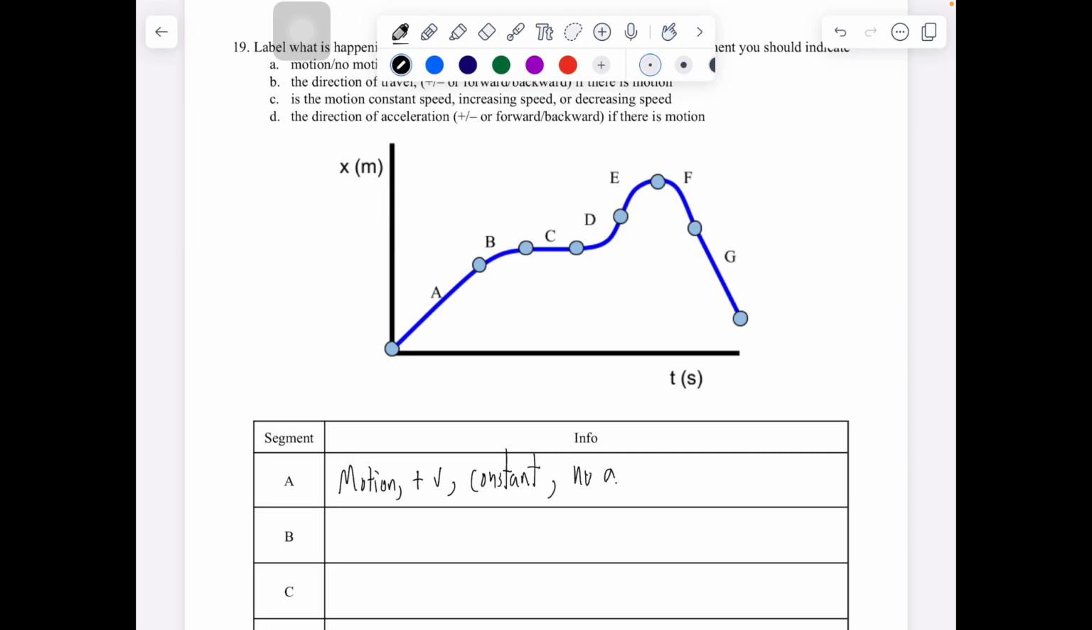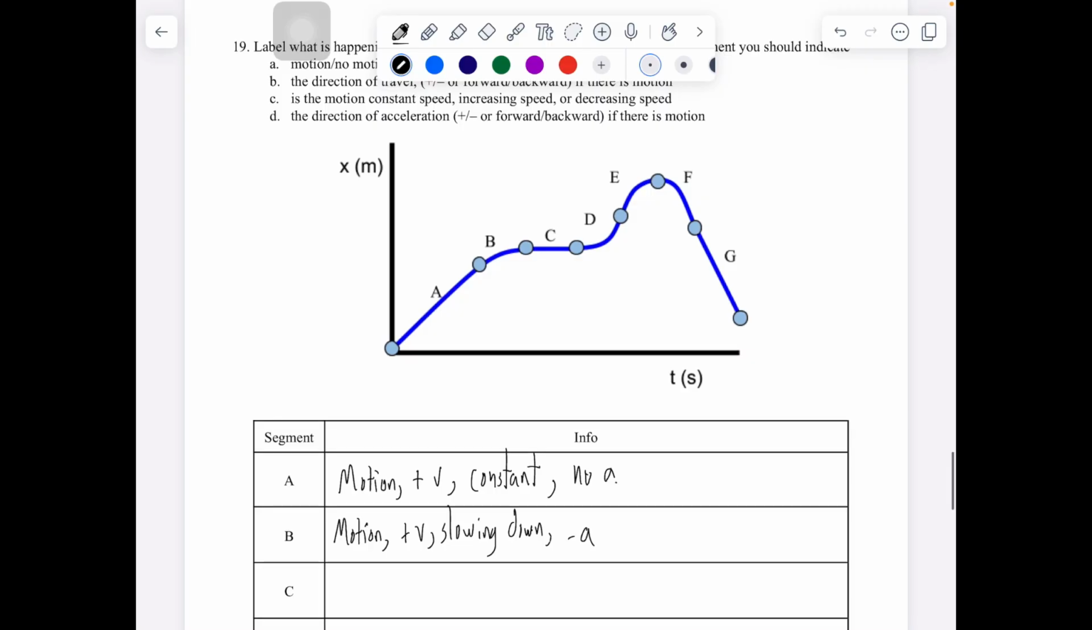Segment B, now we have a curve. Curves mean there's some acceleration going on. The object is moving. Their position changes with time. They are moving forward. Their position becomes more positive as time goes on. They are slowing down. We tell because the slope gets less steep. The steeper the slope, the faster the motion. So if your slope gets less steep, you're going slower. And the direction of acceleration would be negative. You're moving forward, slowing down. This is a negative acceleration.